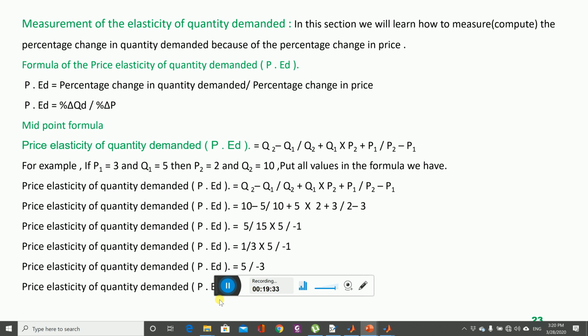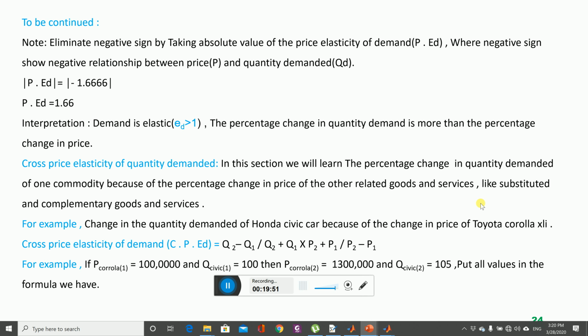This is not visible here because the recording software covers this area. So the only step is this: you will take the calculator and you will divide this 5 by this minus 3. So you will find out the result. The result must be negative.